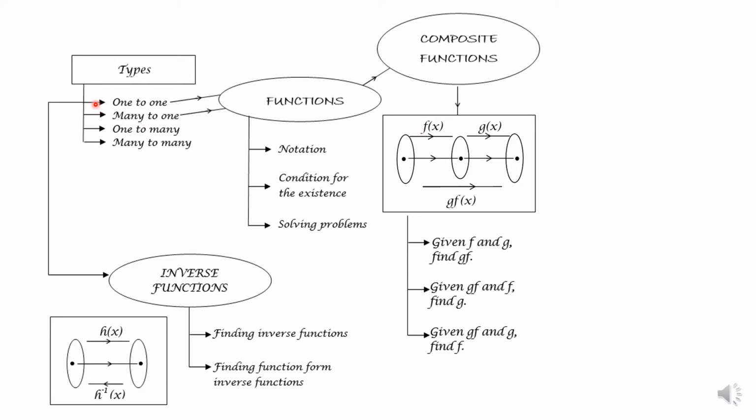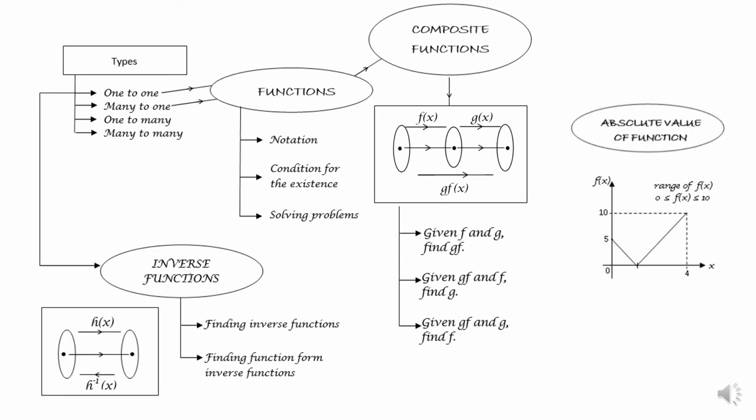And from relation of one-to-one, we only get inverse function due to its condition. You must know the way to find inverse function, and finding functions from inverse function given. This is how it looks. Function, inverse function. Lastly, it's absolute value of functions. Means all the images should have positive sign.